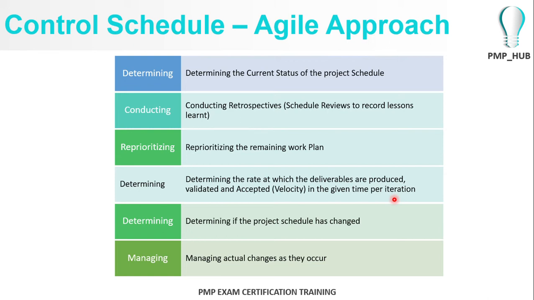So you will have to understand as a project manager how quickly you need to deliver the balance of the backlog of work, and determine if the project schedule has changed and manage the changes as they occur through the control process.